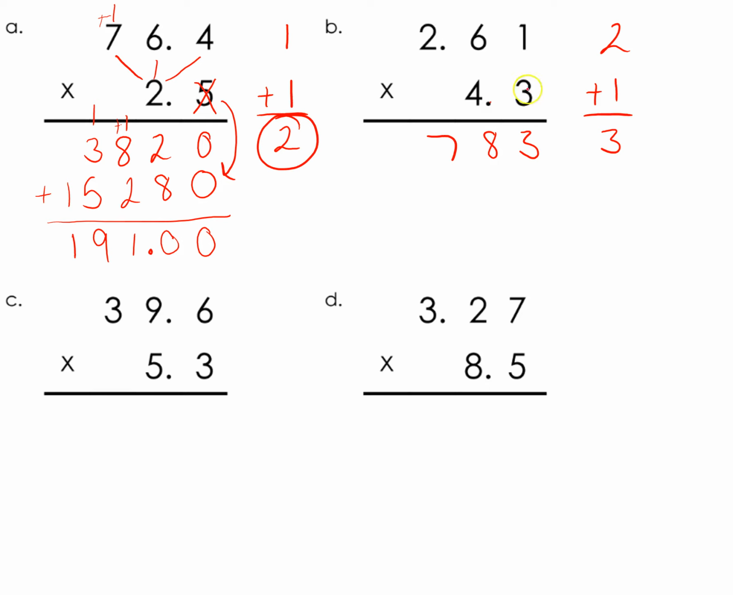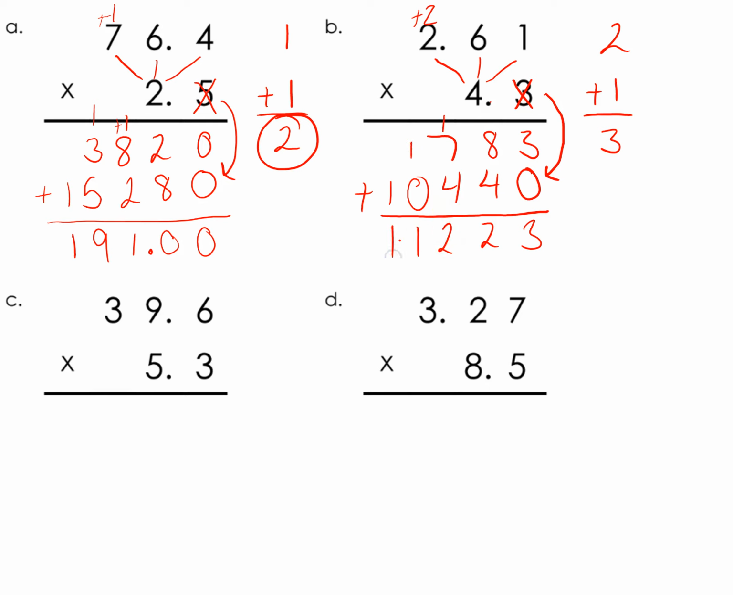Okay, I'm done with the 3. Kiss it goodbye. But then I need to hug it out. 0 placeholder. Now I multiply the 4 times each number on top. 4 times 1 is 4. 4 times 6 is 24. 4 times 2 is 8, plus the 2 that I carried is 10. Add that all up. 3, 12. 1 plus 7 is 8. 8 plus 4 is 12.